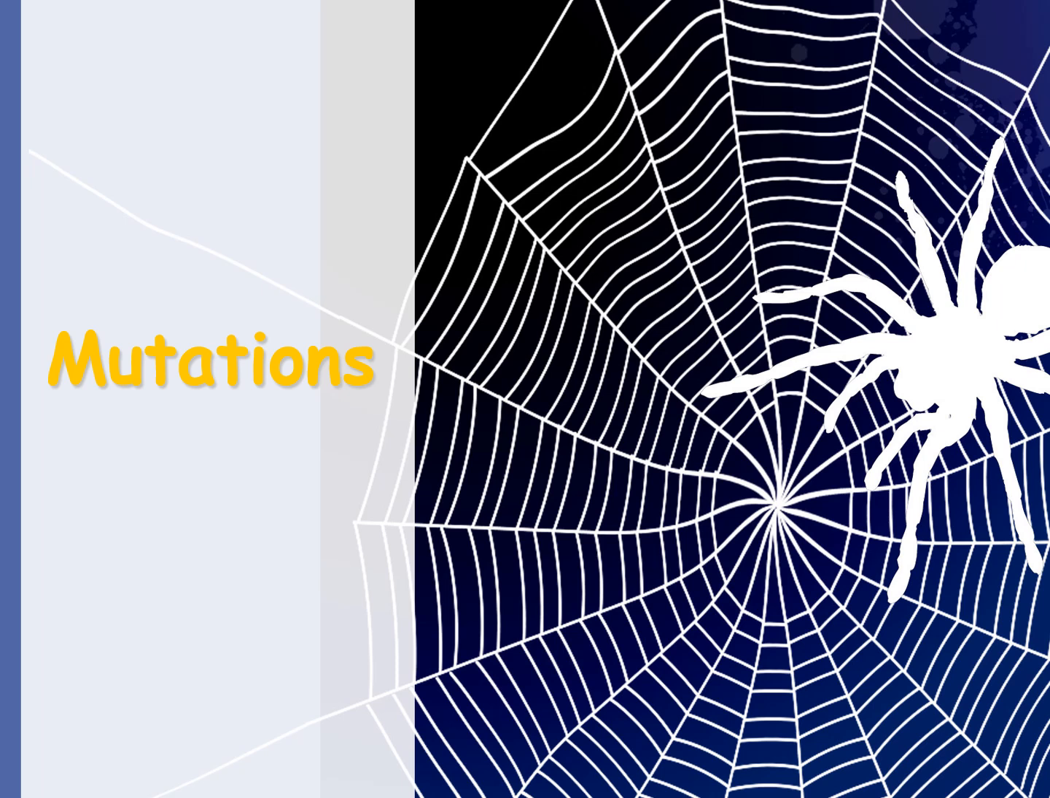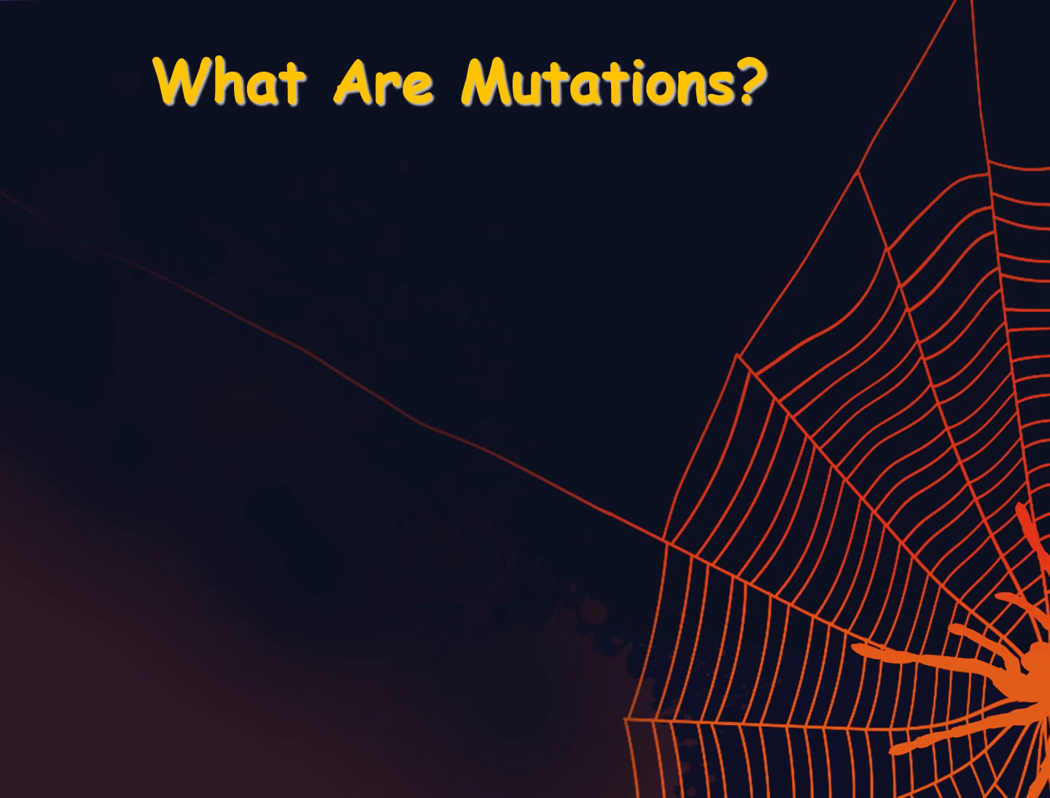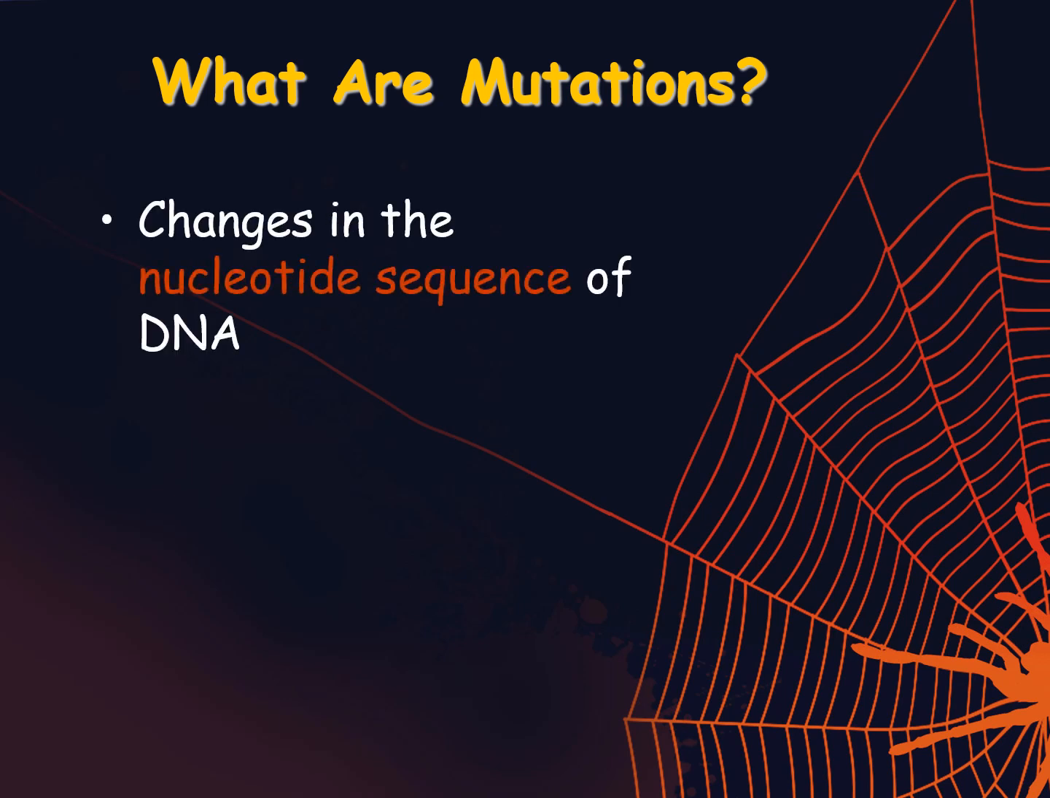So we're looking at mutations in this activity. And so we want to start with, of course, what are mutations? These are changes in the nucleotide sequence of the DNA. So if it's normally ACC, it may be ACG.